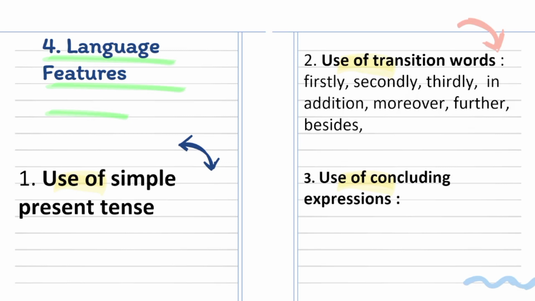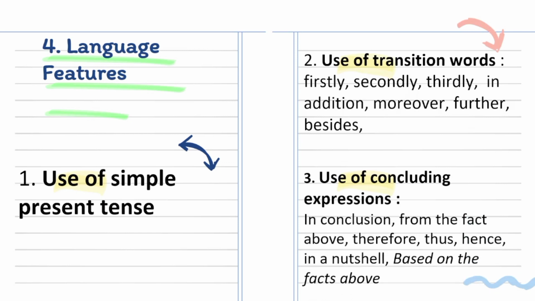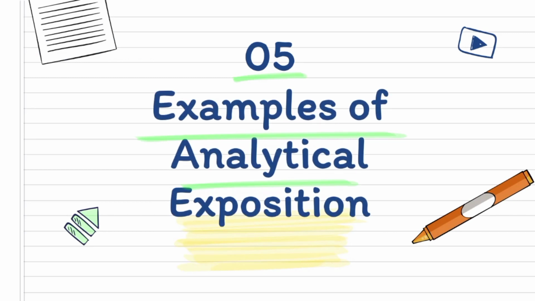Use of concluding expressions. We use these expressions especially to conclude the text. In order to conclude the text, the writer can use this expression. For example, in conclusion, from the fact above, therefore, thus, hence, etc. Okay? Okay, now let's look at the examples of analytical exposition text.